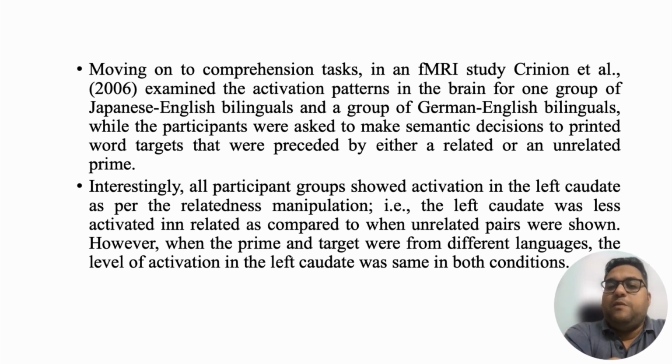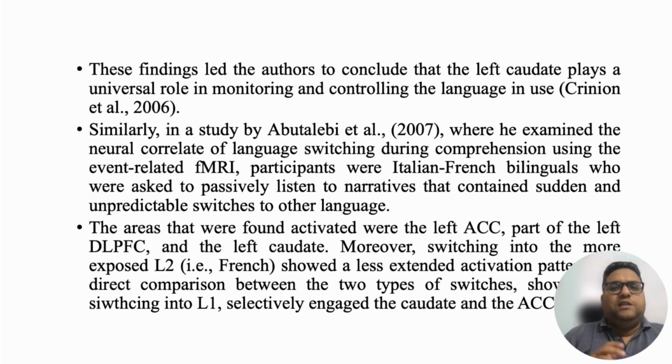However, when the prime and target were from different languages, the level of activation in the left caudate was the same in both conditions. So the activation of the left caudate, you can see, is being manipulated by related versus unrelated, where the person is evaluating, and it is also much more active when the target and the prime are from different languages, which also required some degree of control. So these findings led the authors to conclude that the left caudate plays a very important and universal role in monitoring and controlling the language in use.